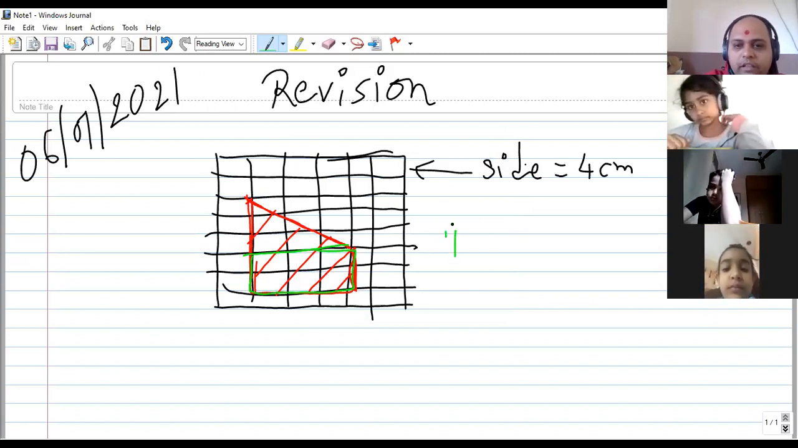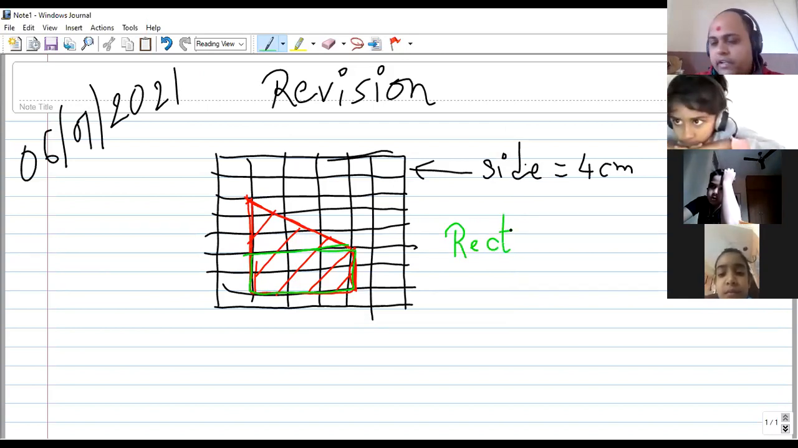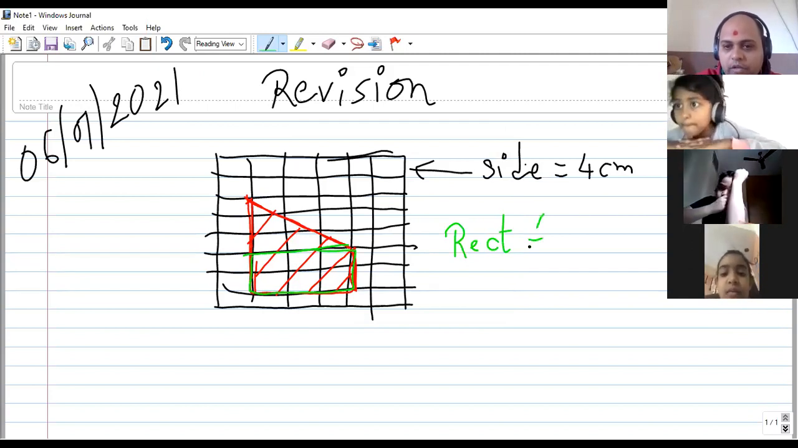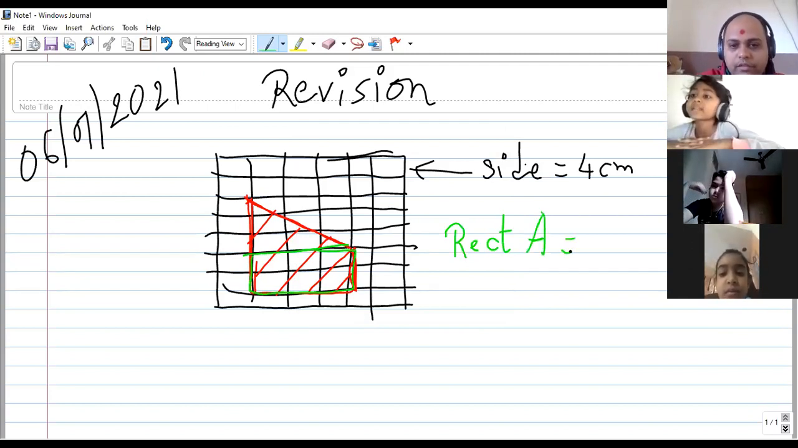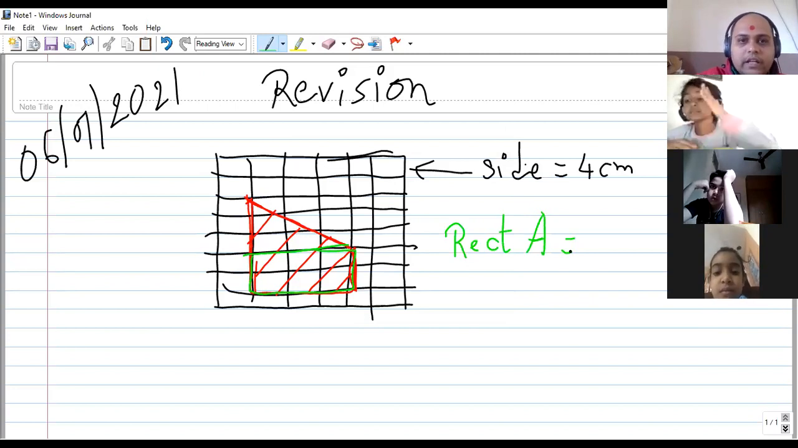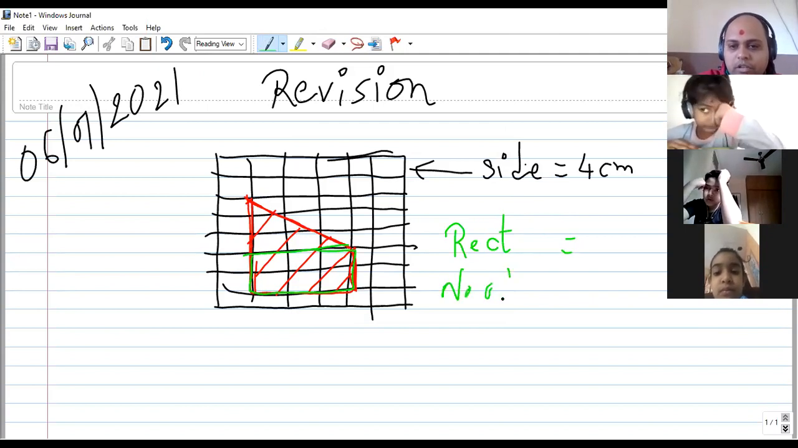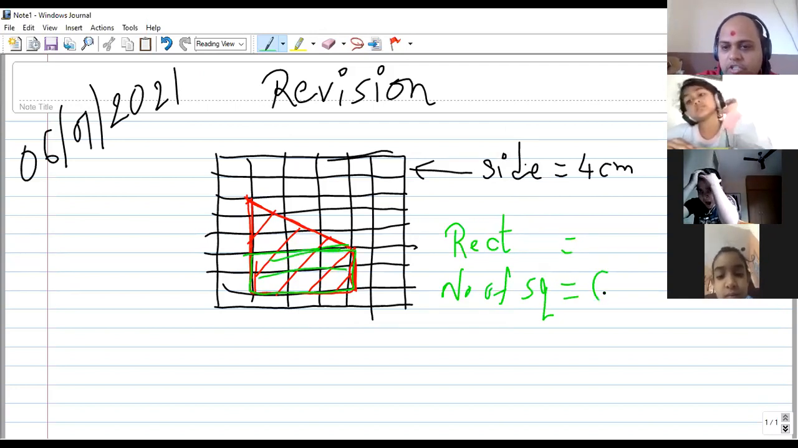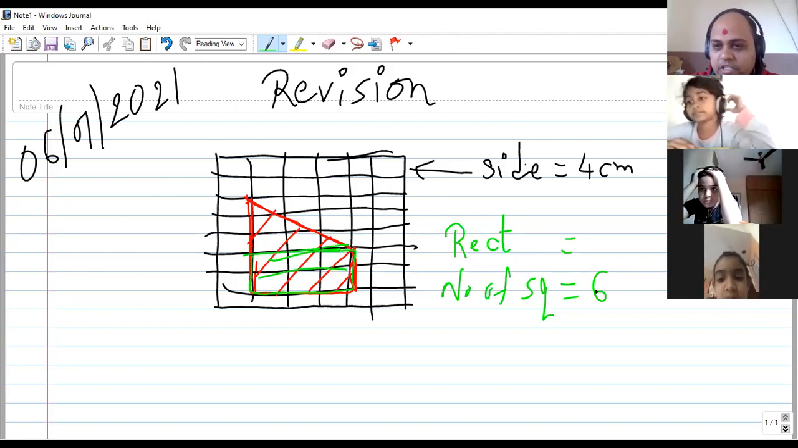For the rectangle, I'm not writing the whole thing, I'm just writing rect. For the rectangle, or rather not area, the correct word would be number of squares. Let's count the number of squares: 1, 2, 3, 4, 5 and 6, right? We have got 6 squares here.